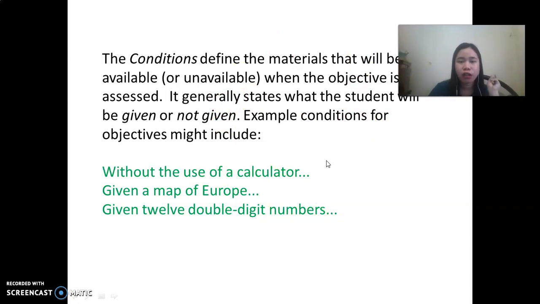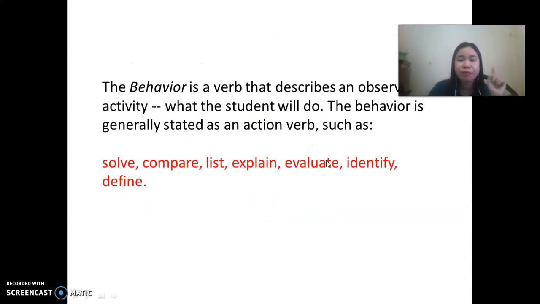Okay, so we have two remaining parts. Next is the behavior. Behavior is usually put after the condition. Behavior, of course, is the performance. Behavior is a verb that describes an observable activity, what the student will do. Again, behavior or performance. The behavior is generally stated as an action verb. The words in the behavior should be specific and measurable. Okay? Specific, measurable. So, SMART still.